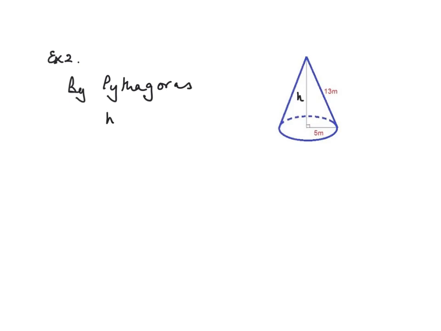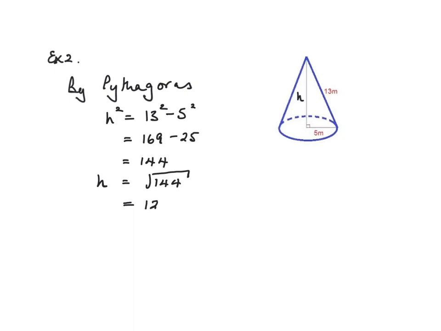So h squared equals 13 squared, take away 5 squared. Now 13 squared is 169, and 5 squared is 25, and if we subtract, we get 144, which is a square number, which means that when we take the square root, in this case we get the number 12, we get no decimals. So we can now proceed to find the volume of the cone.